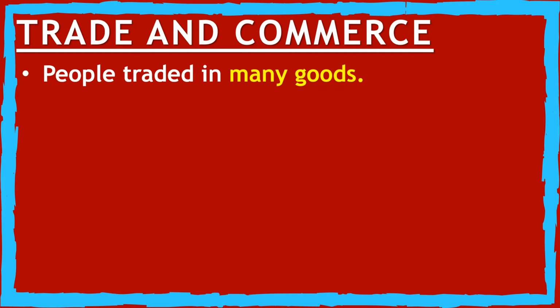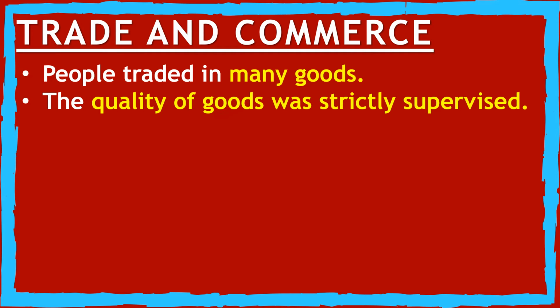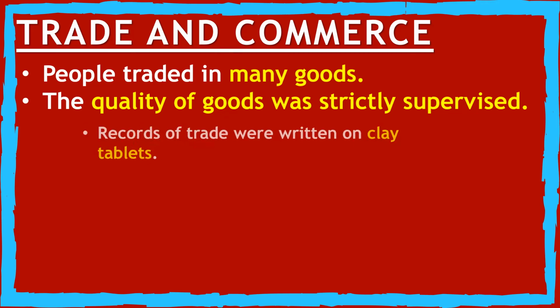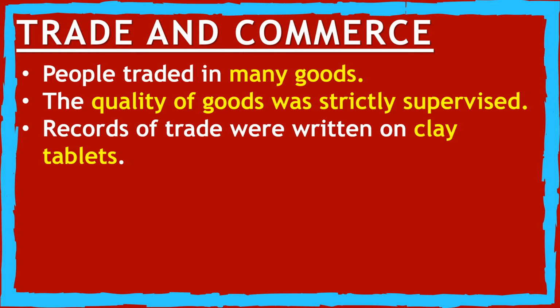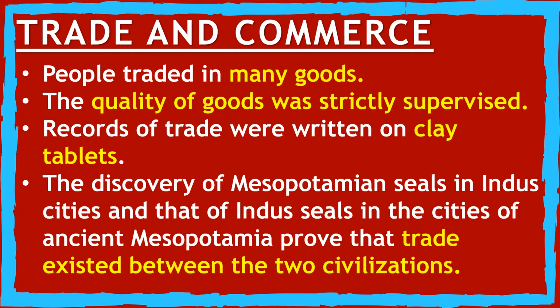Trade and commerce. People traded in many goods. The quality of goods was strictly supervised. Records of trade were written on clay tablets. The discovery of Mesopotamian seals in Indus cities and that of Indus seals in the cities of ancient Mesopotamia prove that trade existed between the two civilizations.